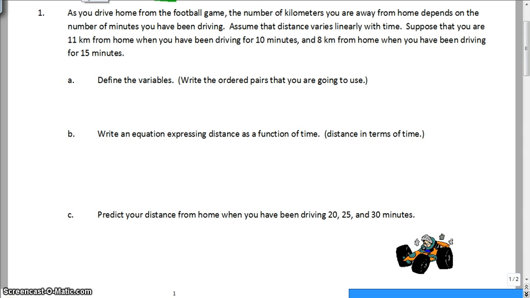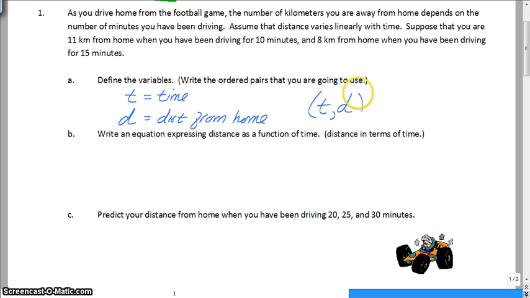So we're going to say that obviously t is time. And we're going to say that d is distance from home. But then we're going to write our ordered pair as t comma d because time is always the independent variable. We can't change time. Okay?